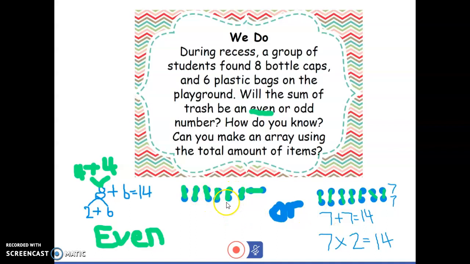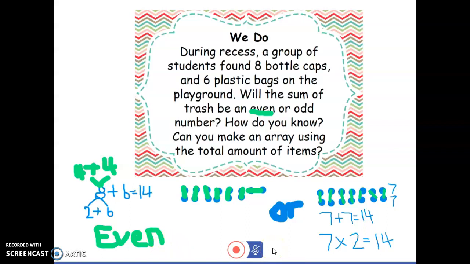This is not a true array. However, this is right here. We can see that we have partners, 1, 2, 3, 4, 5, 6, 7. We have 7 groups. Okay, each has 2. So we have partners over here. The same thing here, 1, 2, 3, 4, 5, 6, 7. They each have partners. So that tells us that our answer is even.